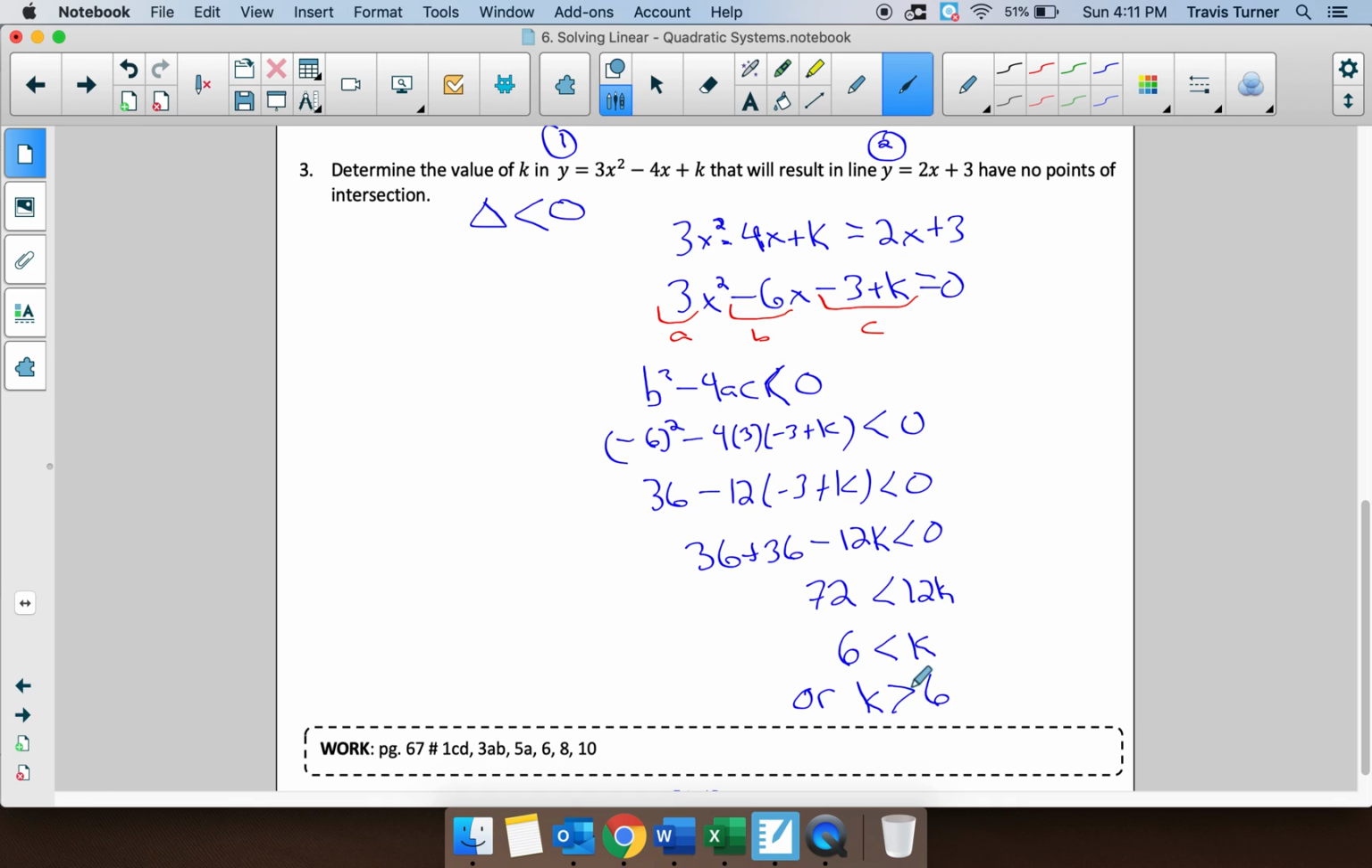So what this means is that any number greater than 6, so I can plug in any number here, 7, 8, 9, doesn't matter how big, but as long as it's greater than 6, I will have no points of intersection between this and this thing. And so that has some benefits in applications in business or things like that bird example. You can estimate stuff. So no intersection, so therefore k is greater than 6. There will be no points of intersection.